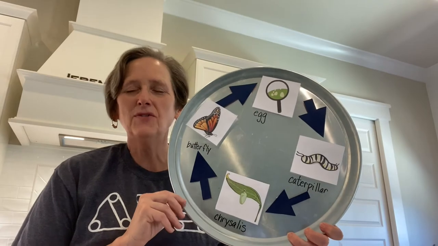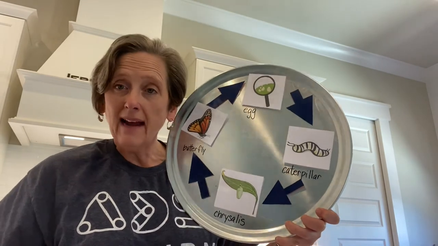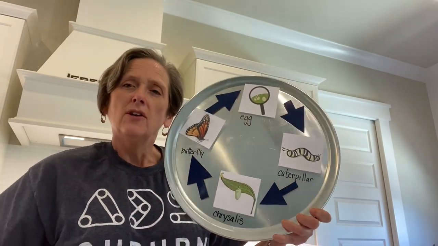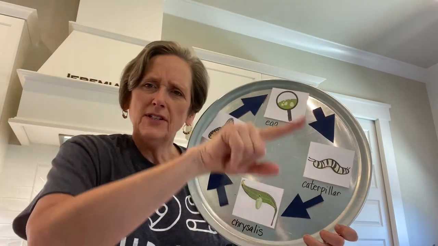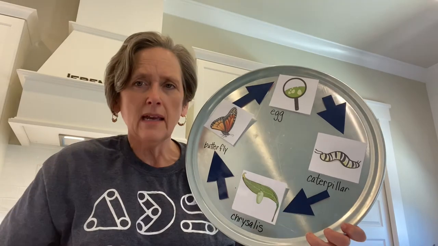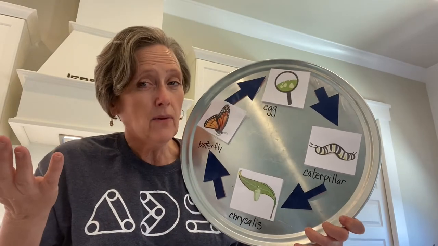Hey friends, thanks for coming back. We're going to talk about the life cycle of a butterfly. Remember we talked about the life cycle of a plant? A life cycle will go round and round, and it will keep happening unless something interrupts it.